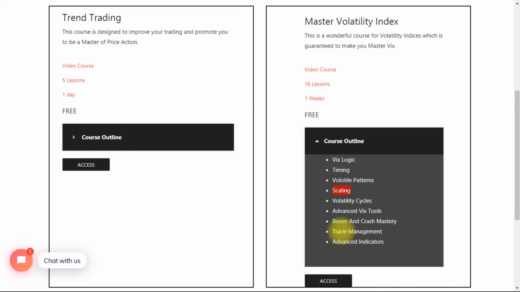And then the advanced indicators that you need to make use of when it comes to trading forex, when it comes to trading Vix75. So the advanced indicators that you can make use of to basically get started, right?